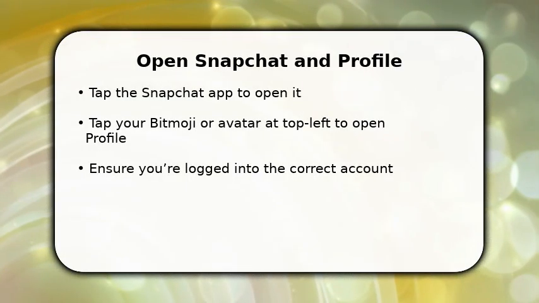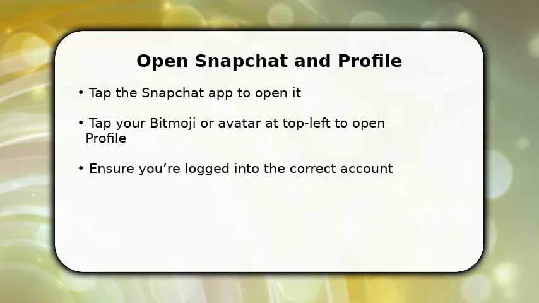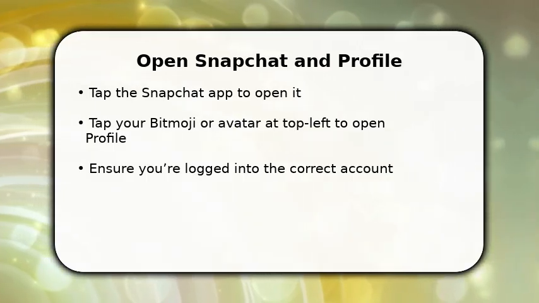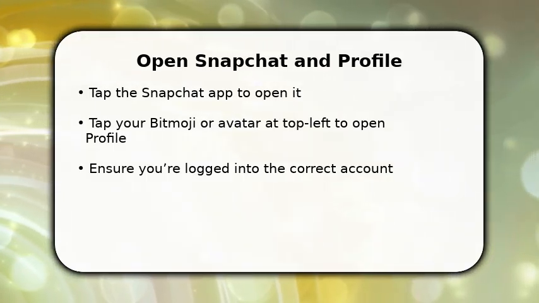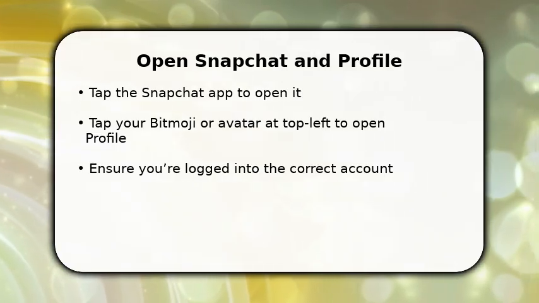You start by opening Snapchat and accessing your profile. This gets you directly to settings related to notifications. Tap the Bitmoji or avatar at the top left, then scan the screen for the gear icon. That gear is your settings entry point.